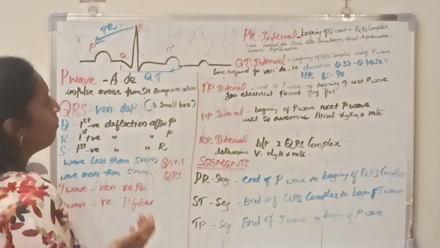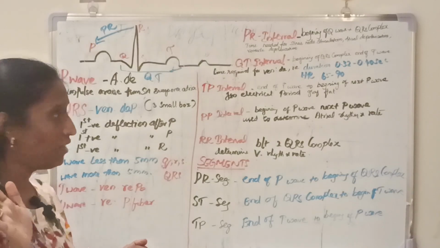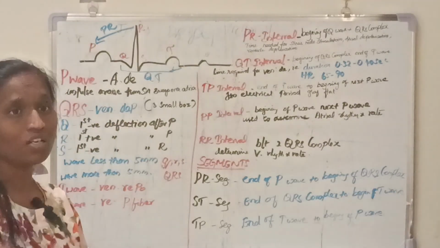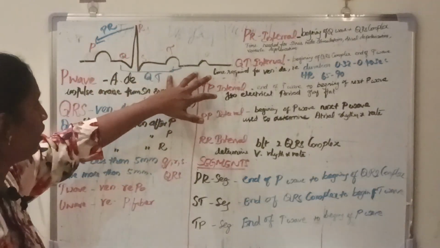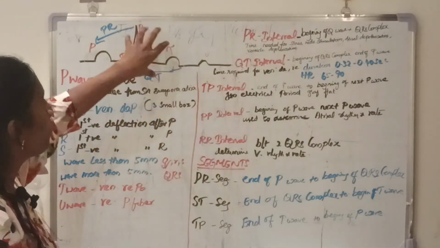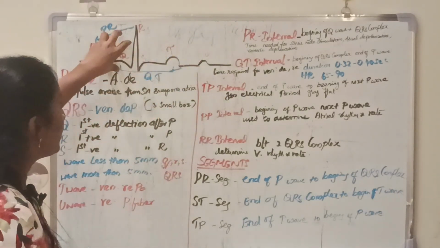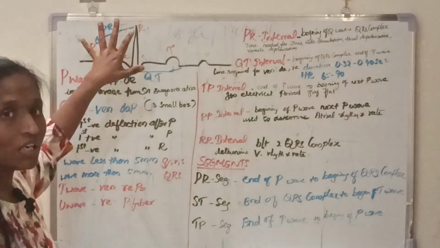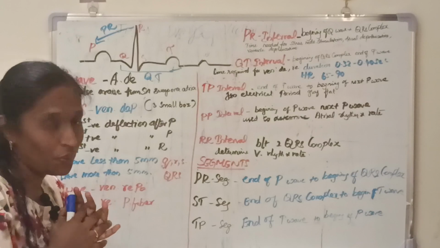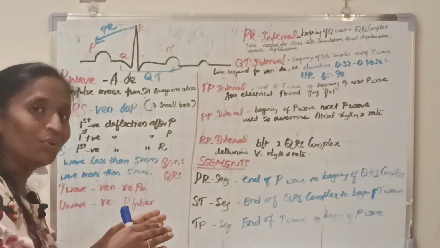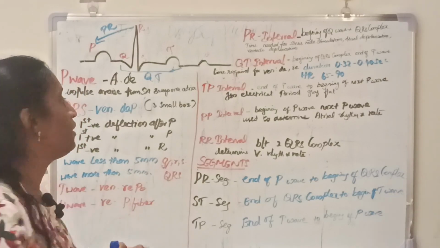Mainly this duration will be 0.32 to 0.40 seconds, and the heart rate will be between 65 to 90 beats per minute. So the QT interval takes place between the beginning of the QRS complex and the end of the T wave. Understand? This is the time recorded for ventricular depolarization and then ventricular repolarization, mainly between 0.32 and 0.40 seconds, with a heart rate of 65 to 90 beats per minute.